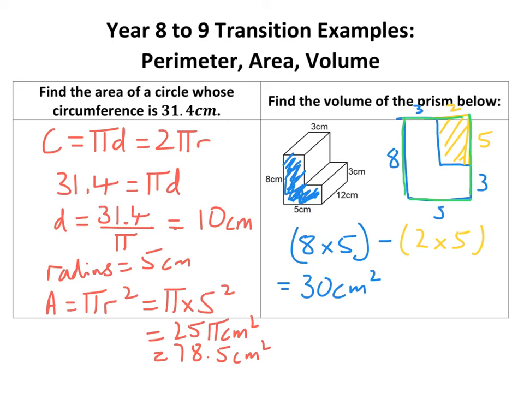I now need to multiply that by the length of the prism, which is there, so 30 times 12, right, which is 360, and it's centimetres cubed. There we go. Alright, so whenever you're finding volume of a prism, work out the area of the cross section, right, multiply by the length. Same with cylinders, the works, alright.